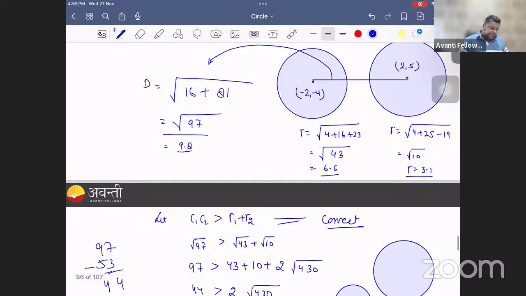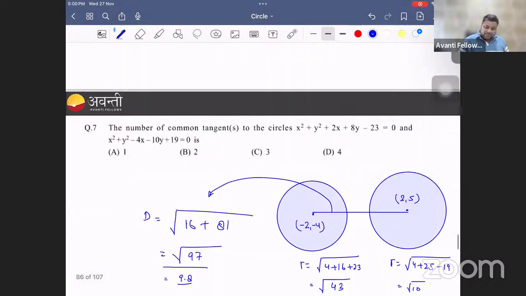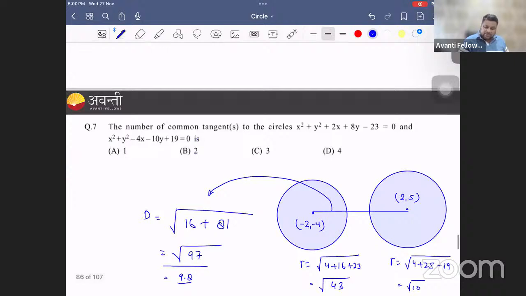And if they are distant from each other, in that case, they will have 4 common tangents. Am I correct? Is it okay?